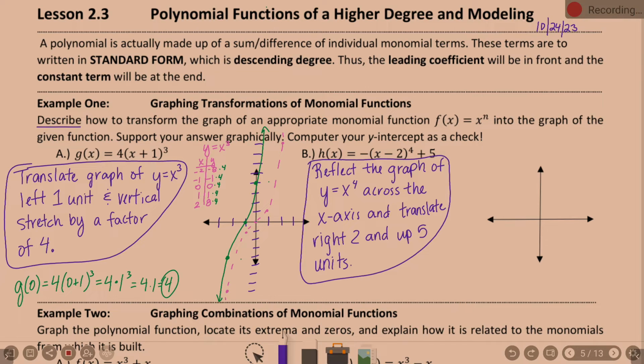Whoa. That's not... There you go. What's it look like? Looks like a parabola, doesn't it? Now, how is it different from a parabola?